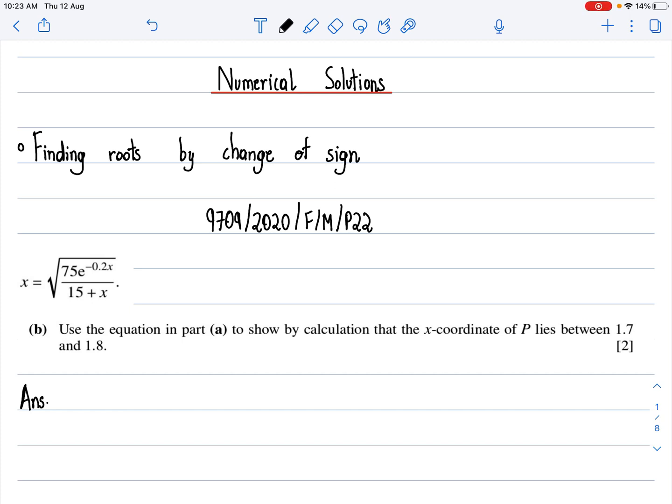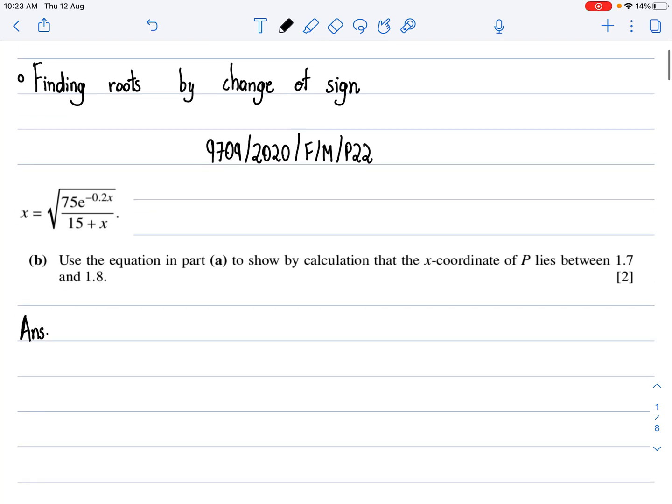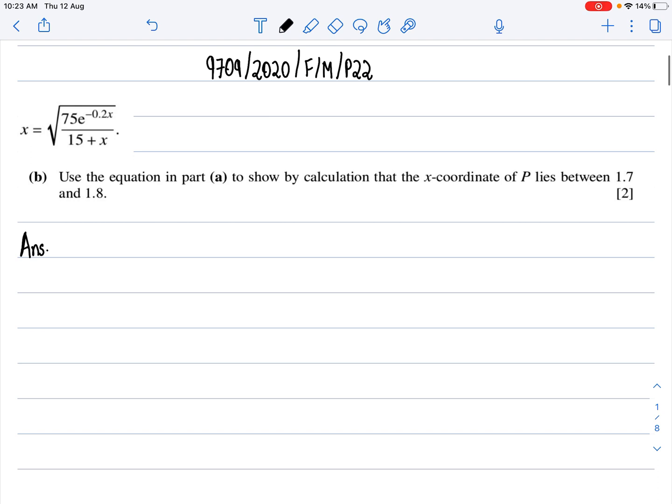Today we'll be doing the concept of finding roots by the change of sign, which is a subtopic in the chapter of numerical solutions. So we'll be doing this concept via a past paper example. It's a really simple concept. You just need to know the procedure. Okay. So the example is basically from the 2020 Feb March paper 22.